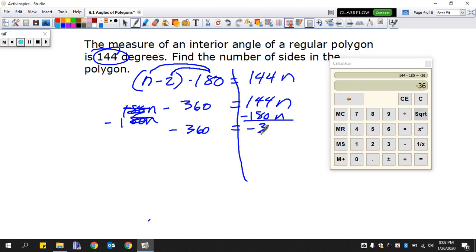Okay, and so then we're going to divide everything by negative 36. Negative 36. These cancel out. So the number of sides, n, is negative 360. Negative divided by negative is a positive. 360 divided by 36 is going to be equal to 10. Okay, so this is a 10-sided figure, or a decagon.